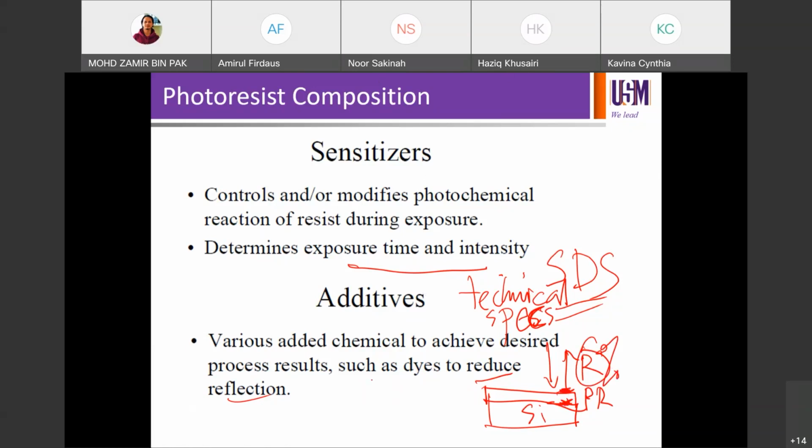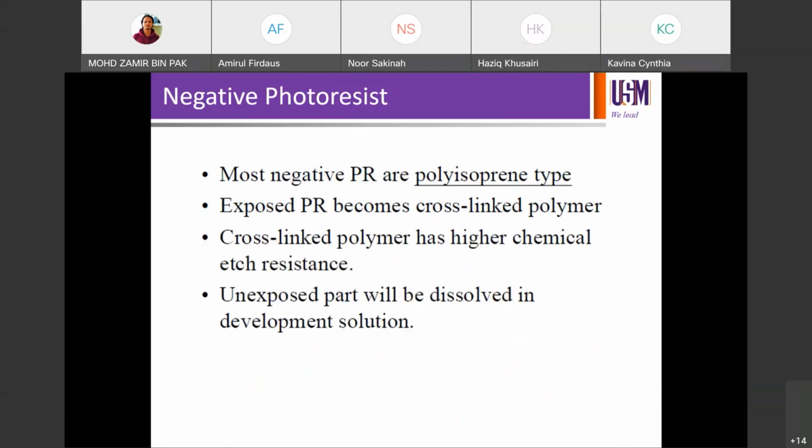Bila you ada reflection, then you want to print this. But you will end up with this. So you got some ridges on the profile. Ini bentuk wave dia punya, sinusoidal shape. So it's actually due to reflection of the light during the exposure. Dia akan replicate the wave punya shape tu dekat vertical feature. So you're going to have like standing wave effect. We call that a standing wave effect. We're going to learn that later on.